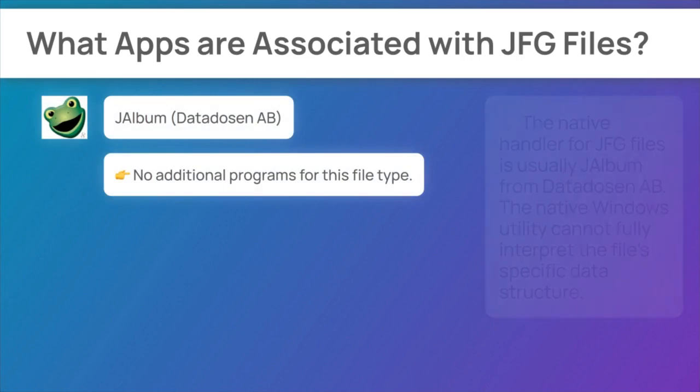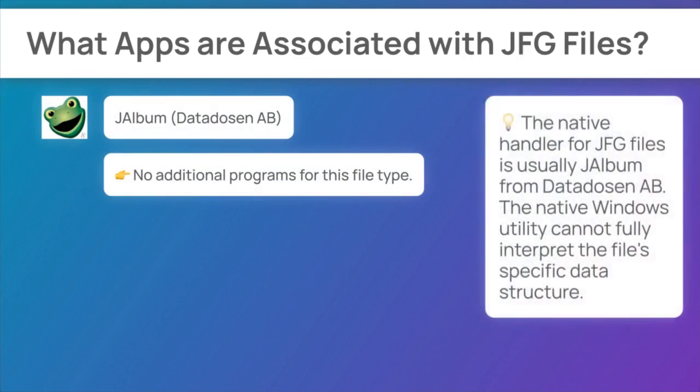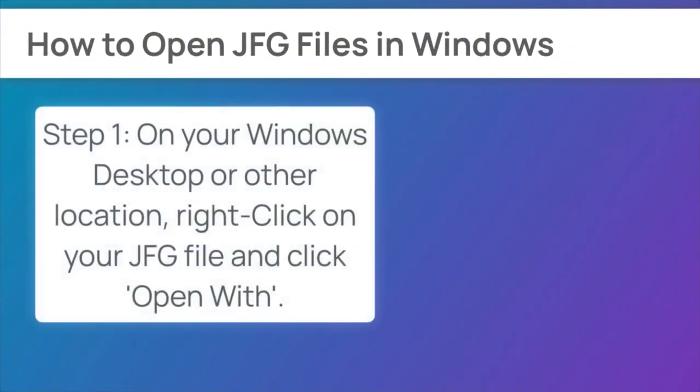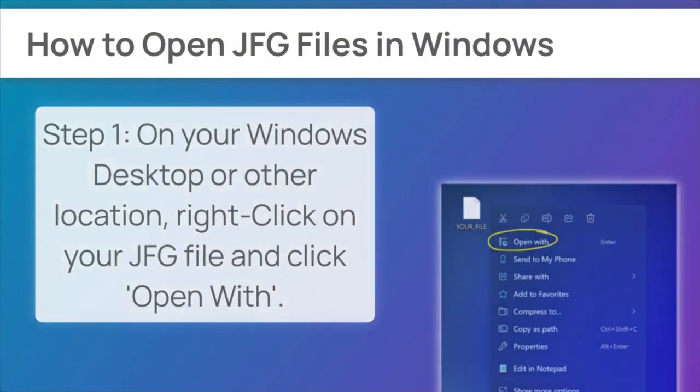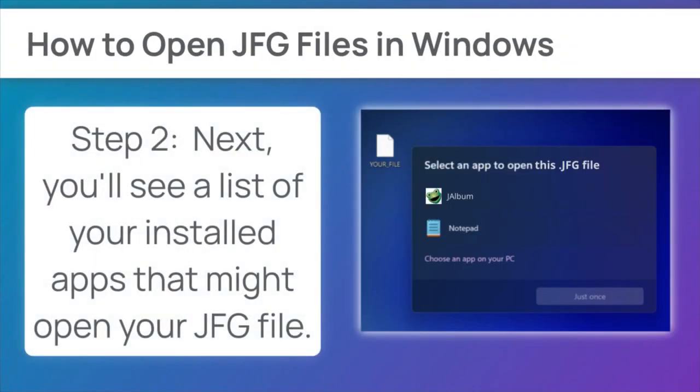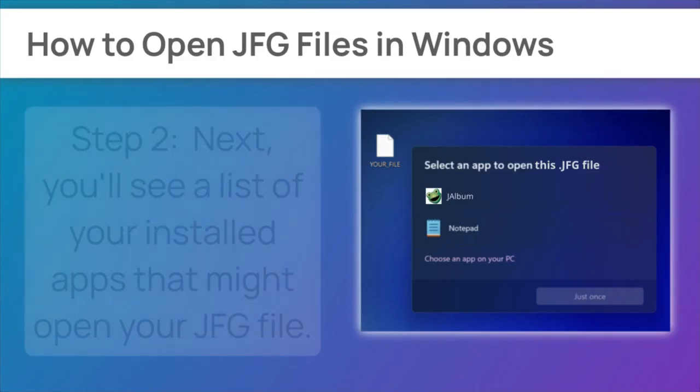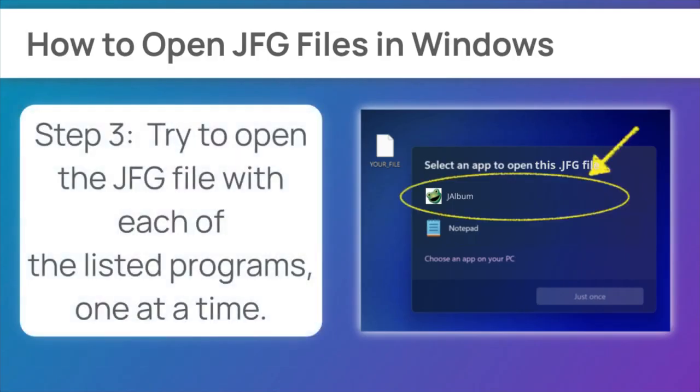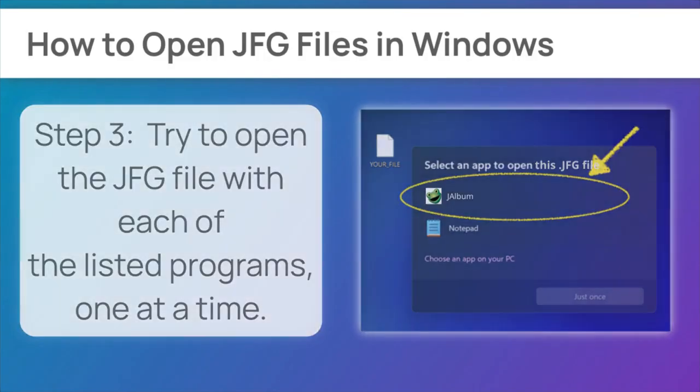Windows can preview the image, but lacks the internal codec for true rendering. Windows can open config files, but safe editing requires familiarity with the settings. To force the file open, right-click your JFG file and select Open With. If JAlbum is an option, test it. If it's not available, choose another program.